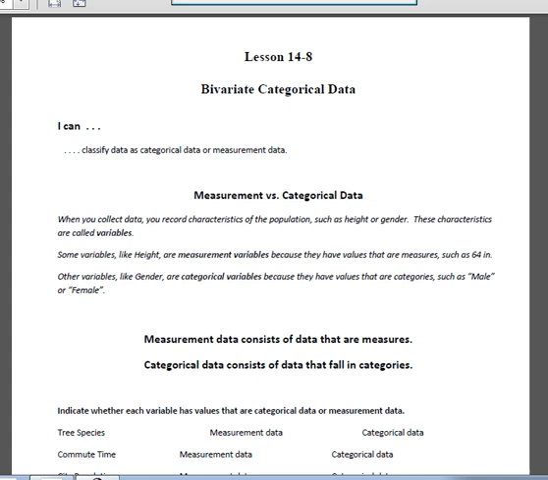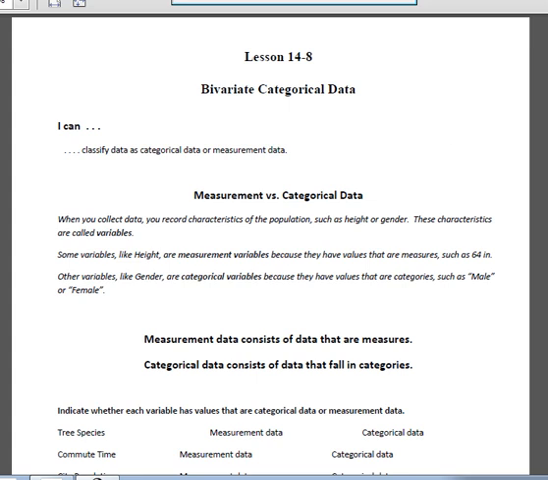Hello, welcome to the video notes for lesson 14-8, bivariate categorical data. Don't try saying that 10 times fast. Bivariate categorical data. This lesson begins on page 28.